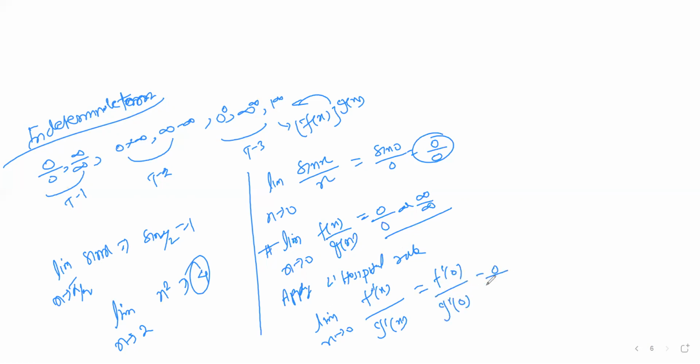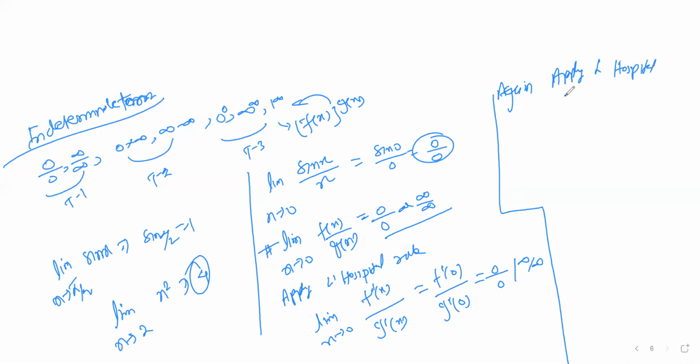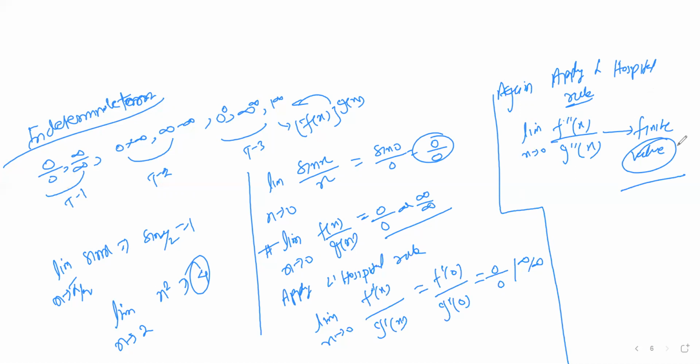Once again, if you are getting 0 by 0 or infinity by infinity, again apply L'Hospital rule. So you need to differentiate here double time, and it will be f double dash x divided by g double dash x, until and unless you get some finite value. If you get some finite value, then it is the right answer.